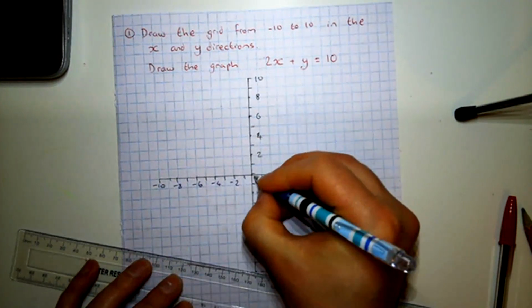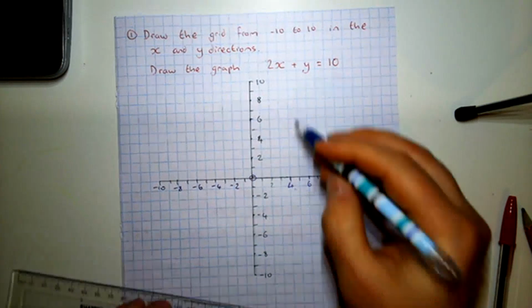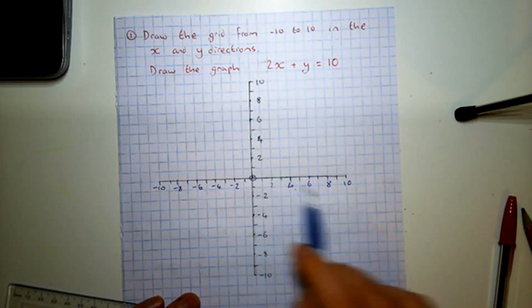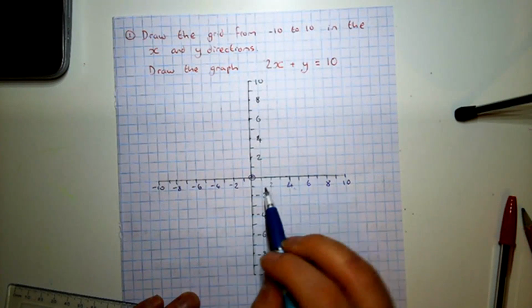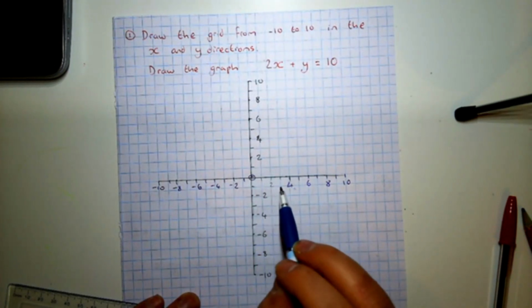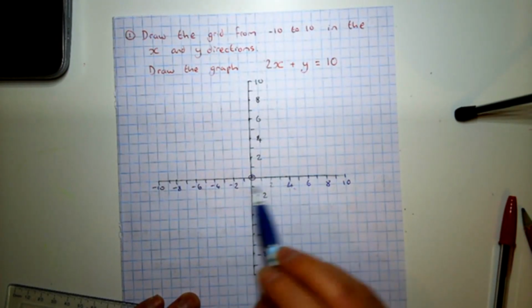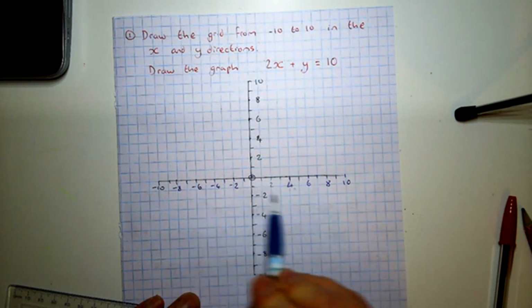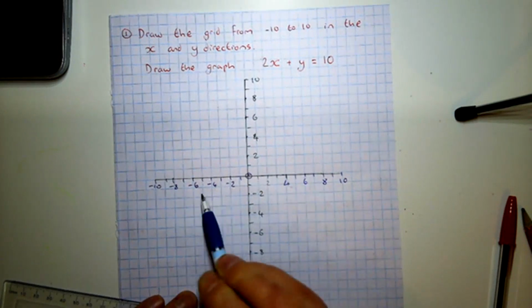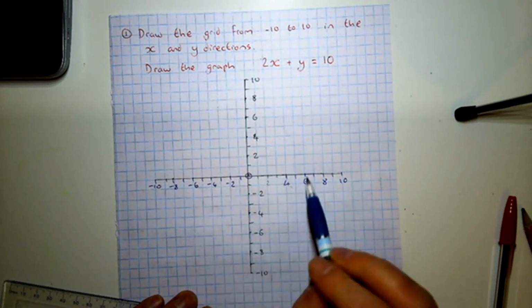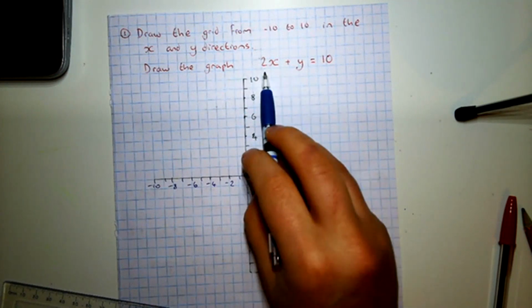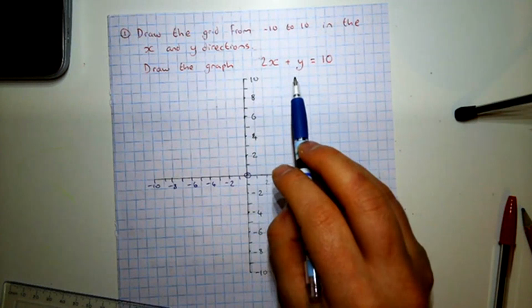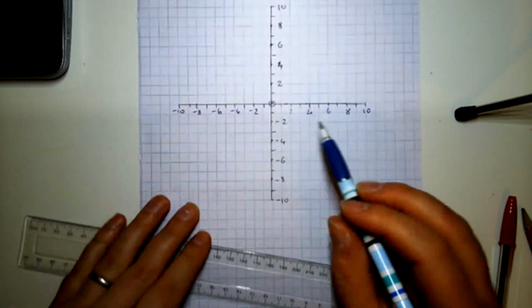So I've got my grid. It's got 0 in the middle, goes up to 10, down to -10, across to 10, other way to -10. I've got one square representing 1. I've put little marks every 1 square, but you can see it's kind of cluttered already, especially with the minus signs. So I've only put on every other number. And the next thing I've got to do is draw the graph 2x plus y equals 10.